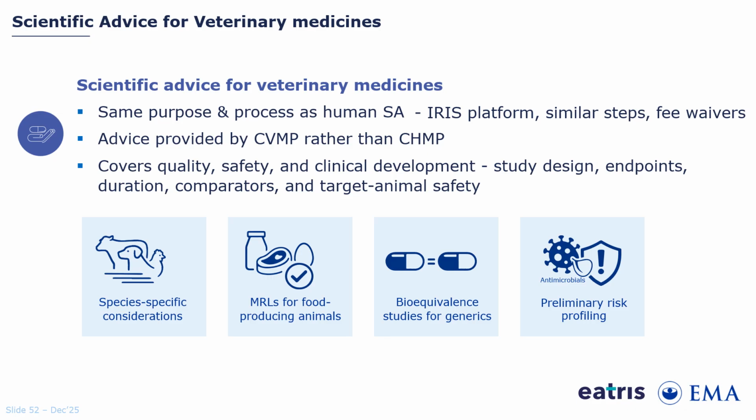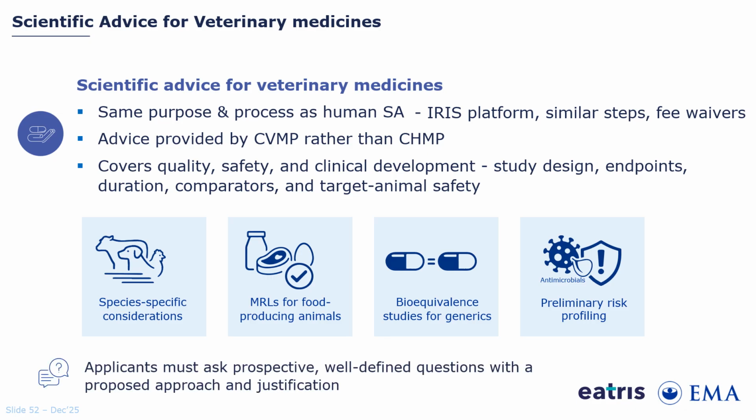As with human scientific advice, applicants submit focused scientific questions, provide their proposed approach and justification, and include relevant supporting documents in annexes. Across both systems, the principles are the same. Ask prospective, well-defined questions that show how you intend to design your studies, rather than requesting general instruction on study design, and provide enough context for assessors to offer meaningful guidance.